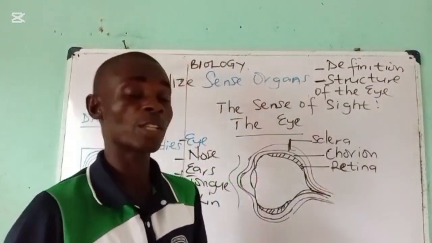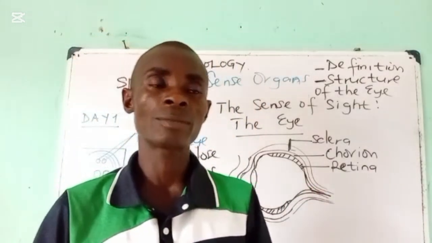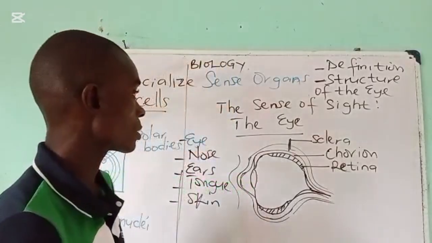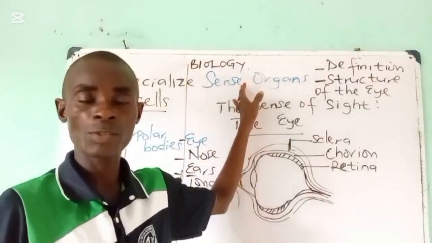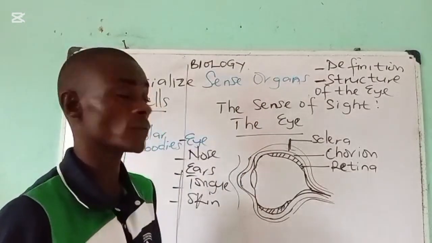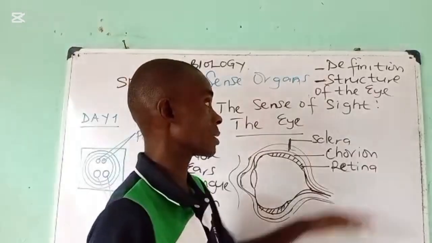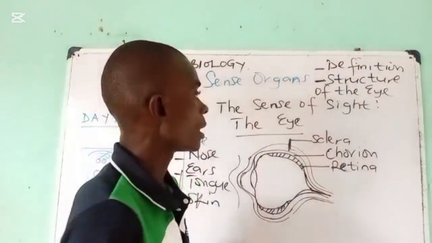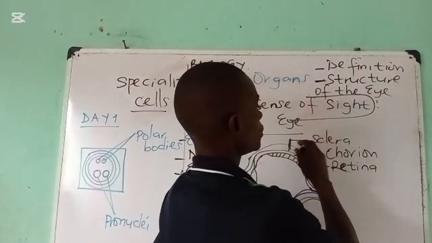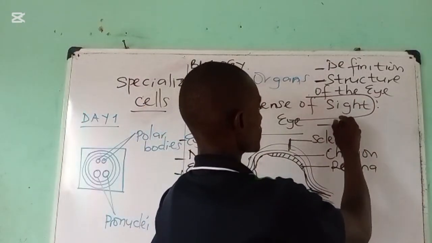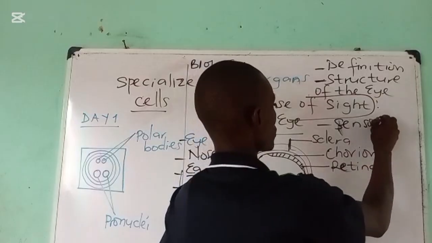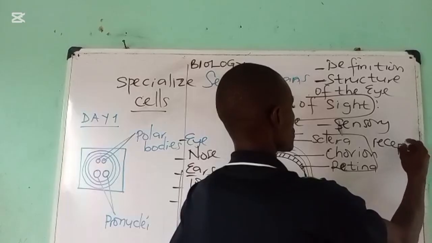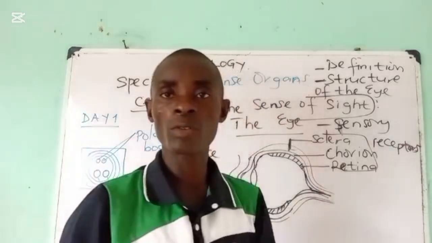We are going to look at a special area or subject in biology which we started already in class, and this topic is sense organs. What we're going to cover in the few minutes we're going to spend here: we're going to look at the definition of a sense organ, and then we'll look at the structure of the eye, and before the structure of the eye, we're going to look at the sensory receptors. So three things here we're going to cover.